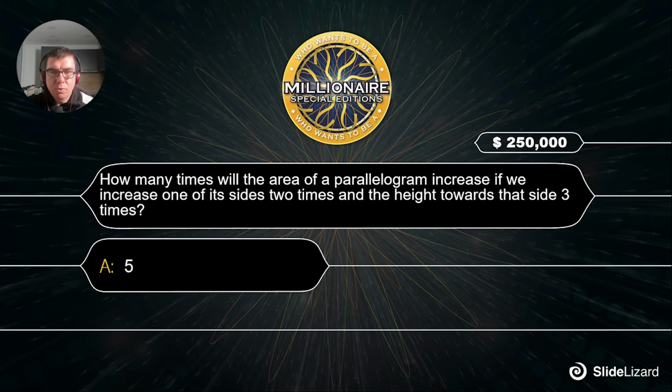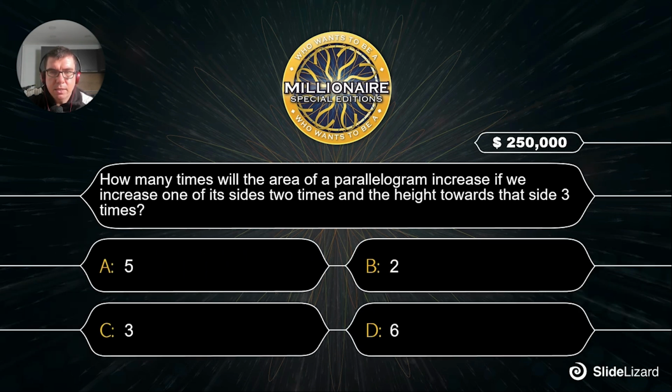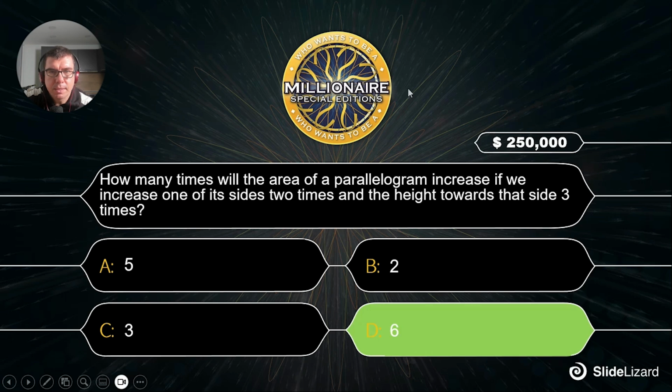How many times will the area of the parallelogram increase if we increase one of its sides 2 times and the height towards that side 3 times? Now this is pretty easy. 5 seconds and give me the answer. Okay? You just multiply. 2 times 3, 6 times. That's the answer.